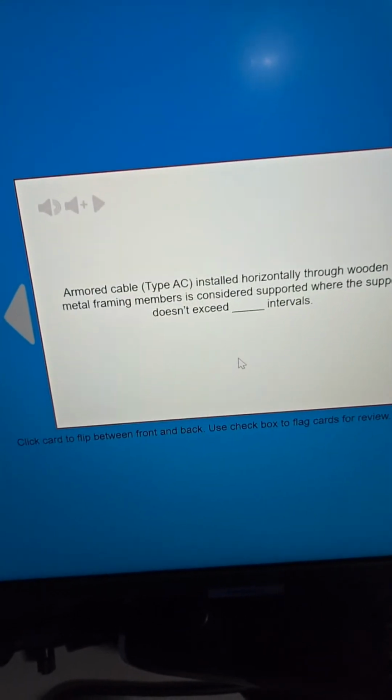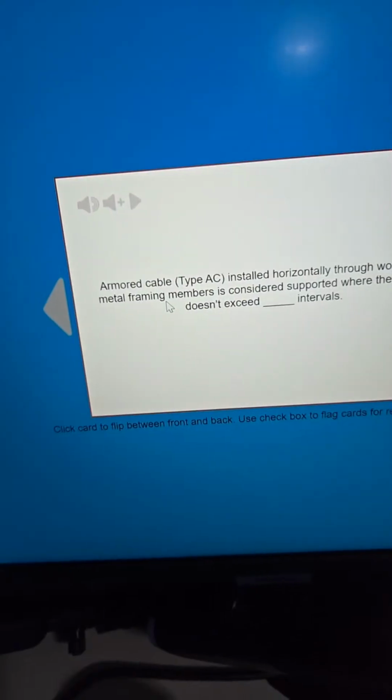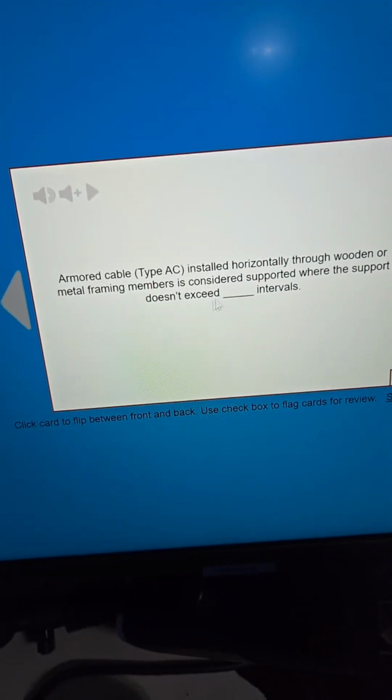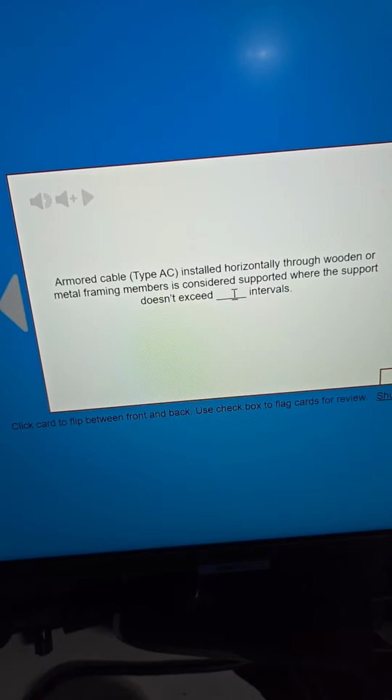Armored cable, AC, installed horizontally through wooden or metal framing members is considered supported where the support doesn't exceed 6 feet.